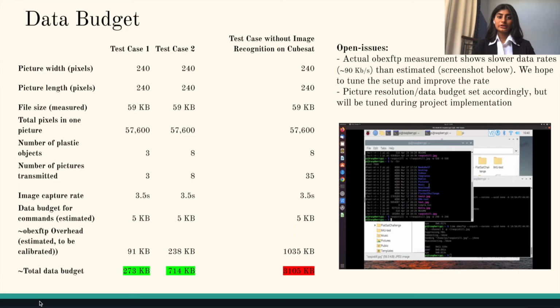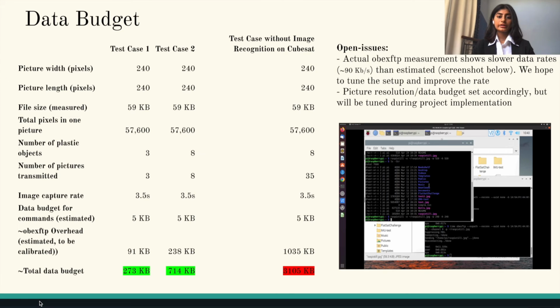Next, for our data budget, both the test cases will run for the same amount of time, taking a picture every 3.5 seconds. Though they're running for the same amount of time, the second, more vigorous test case has a higher data budget than the first because of the amount of pictures that it transmits back to the ground station. While the first has an approximate budget of 273 kilobytes, the second has about 714 kilobytes.